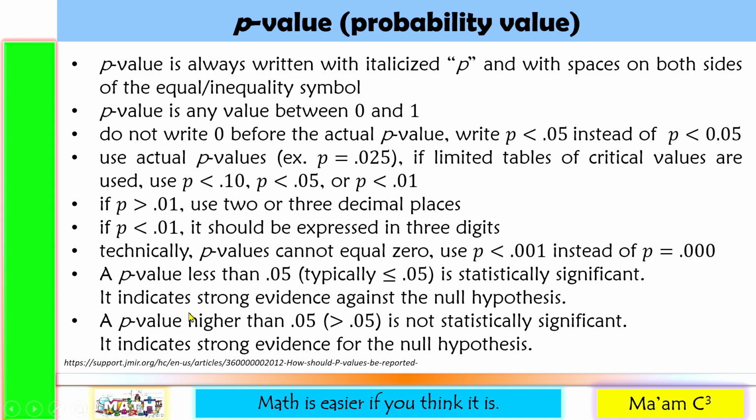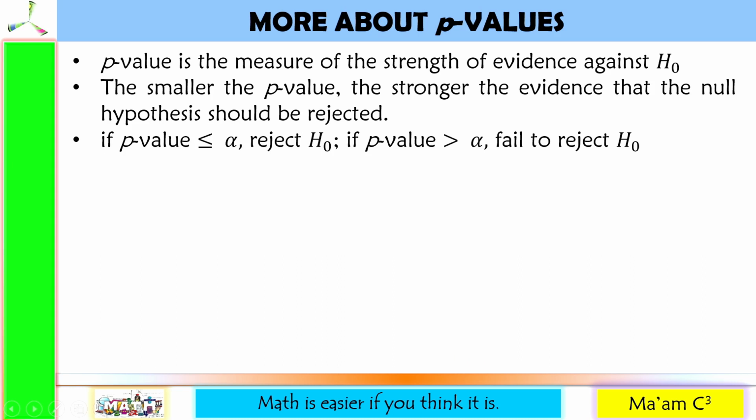It means it has strong evidence against the null hypothesis. If the p-value is higher than the threshold 0.05, it is not statistically significant. It indicates weak evidence against the null hypothesis. Let's know more about the p-value.